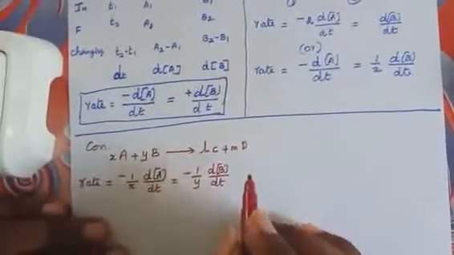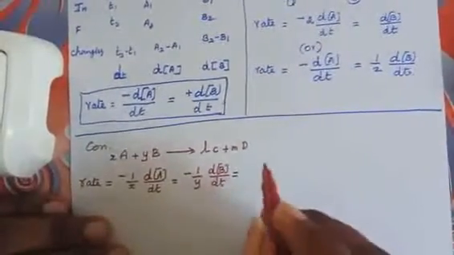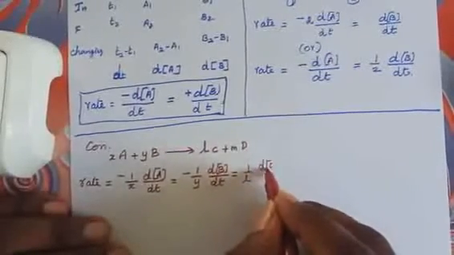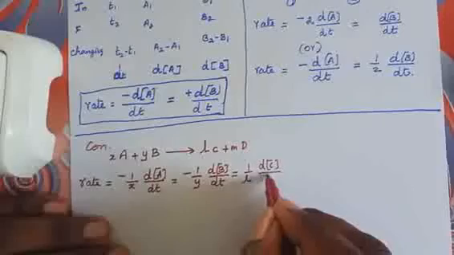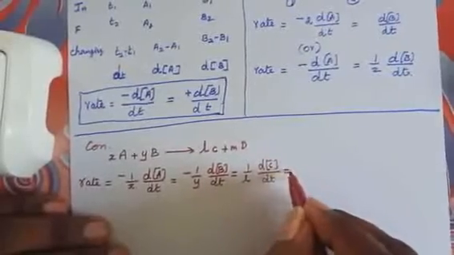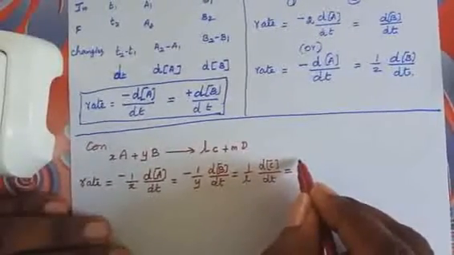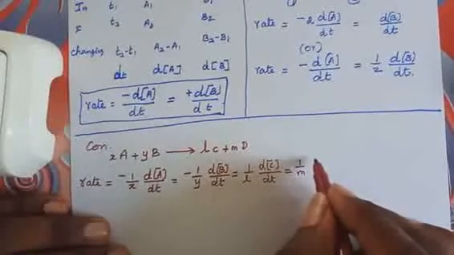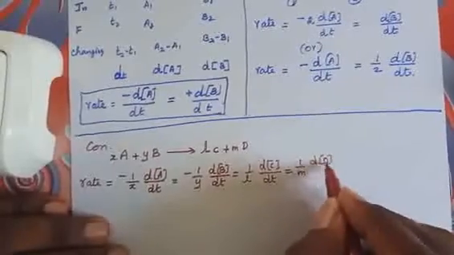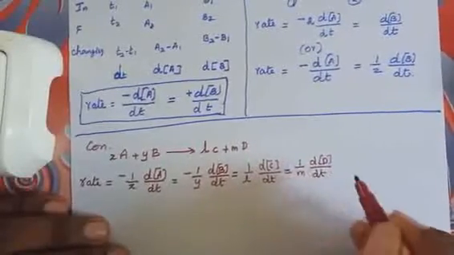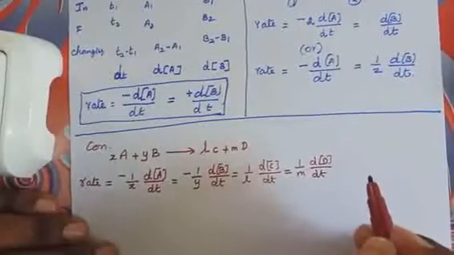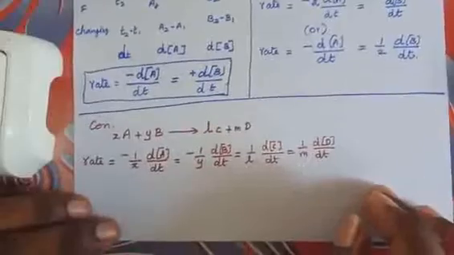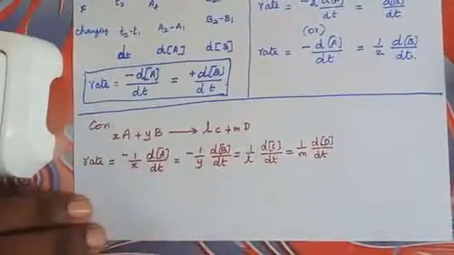or according to the products, appearance of 1 divided by L into changing concentration of C divided by dt, or appearance of 1 divided by M into changing concentration of D with respect to time difference. This is the rate expression for a stoichiometrically balanced equation. Next, we are going to measure the unit of the reaction.